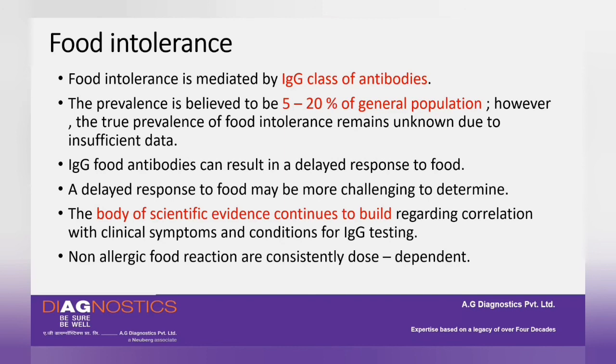So IgG food antibodies can result in a delayed response to food. A delayed response to food may be more challenging to determine, because then it is difficult for the patient to tell you what he had eaten 24 hours earlier or 48 hours earlier, and which is leading to his symptoms. The body of scientific evidence continues to build regarding correlation with clinical symptoms and conditions for IgG testing.